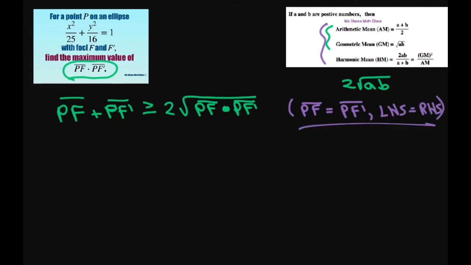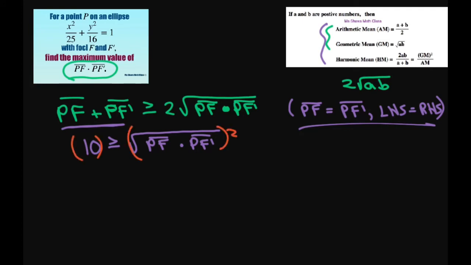So that's that part. All right. So basically, this equals 10. We already found this is 10. So it's going to be greater than or equal to 2 times the square root of PF times the length of PF prime. All right. Now, if we square both sides, we get 100. Oh, where's my 2? There should be a 2 right here. So this is going to be 100 is greater than or equal to 4 times PF times PF prime.